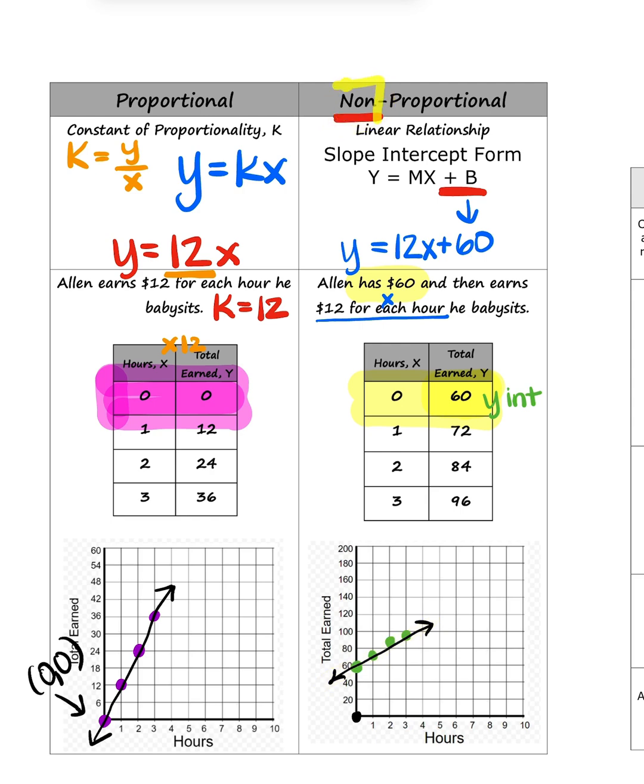So again, what makes it not proportional? It has the plus b, or the minus. It does not have a 0, 0. It goes through 0 and another point. And it does not start at the origin. It doesn't start at 0, 0. So proportional versus non-proportional. So now that we've kind of gone through that, let's look at our questions.